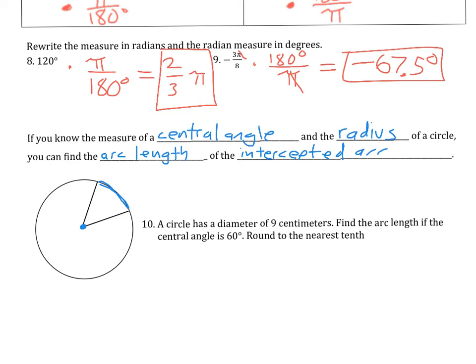So let me explain what that means. So we have a central angle, and imagine these lines go on forever, but they intersect the circle here, so this is called our intercepted arc. So the length of that arc is, there's a formula, and they use S. I'm not sure why they use S, but S represents arc length. The formula is S equals the radius times the angle theta. And theta must be in radians if you're going to use this formula.